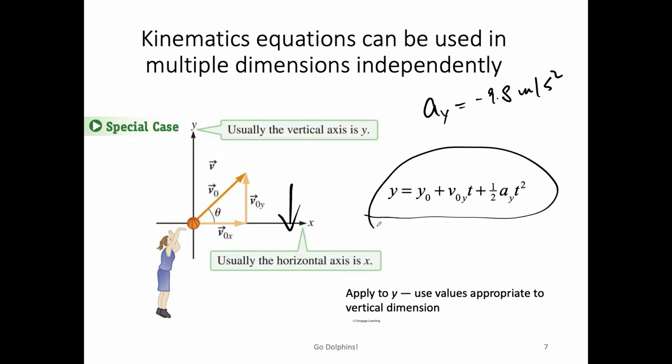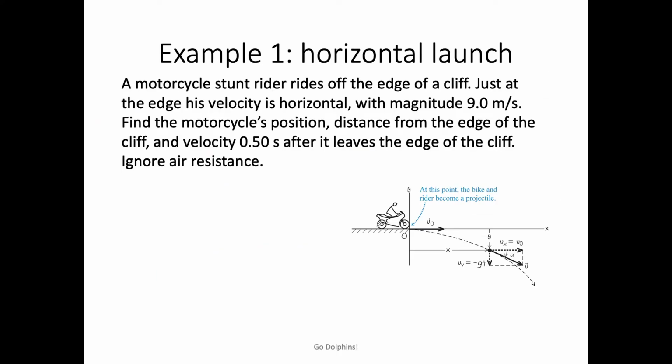So let's use a few examples to help us understand how to solve problems in projectile motion. Let's first start with a pretty simple case. So you have a projectile launched with initial velocity in the x direction. So there's no initial velocity in y direction. We know what the initial velocity is. This v0 is 9 meters per second.